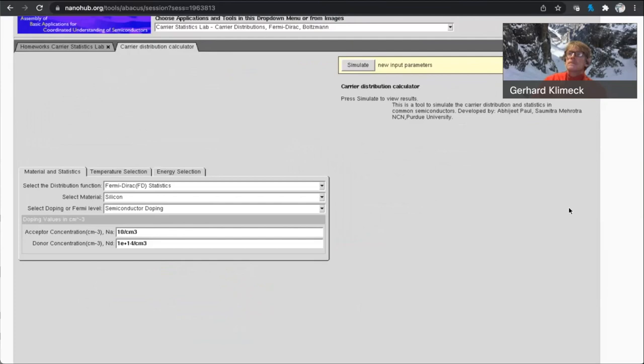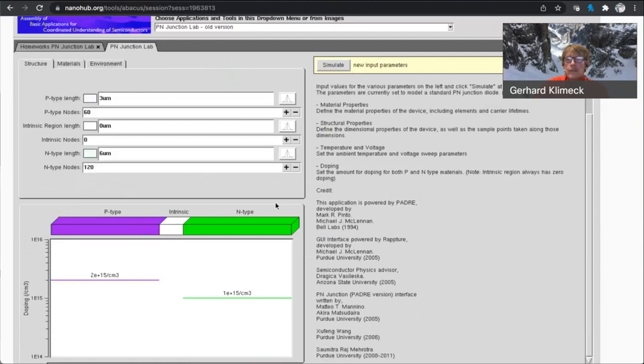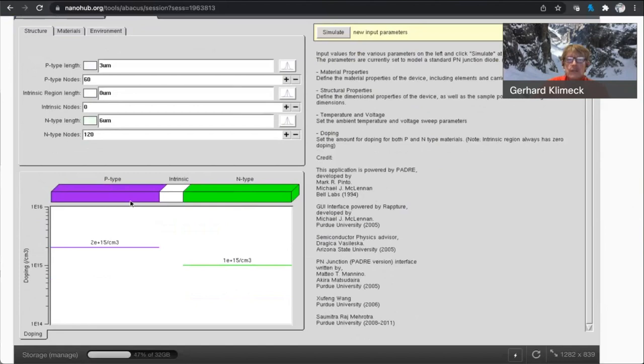The next question, is it possible to simulate PIN structures other than a photoconductor? Yes, and that has been part of the previous discussion I presented. So here is the PN Junction Lab, where you can look at PN junctions or PIN junctions.